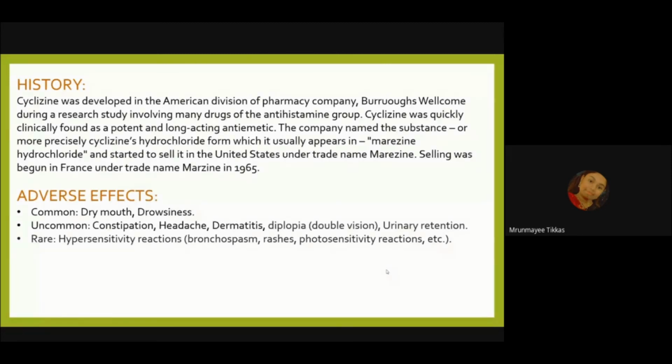History. Cyclizine was developed in the American division of a pharmaceutical company. During a research study involving many drugs of the antihistamine group, it was quickly found clinically to be a potent and long-acting antiemetic. The company named the substance, or more precisely cyclizine's hydrochloride form, Marezine hydrochloride, and started to sell it in the United States under the name Marezine. Selling began in France under the name Marezine in 1965.